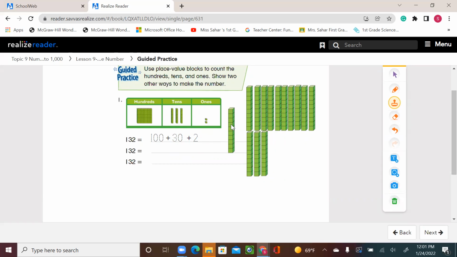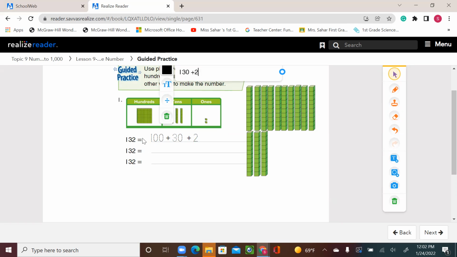So what do I have here? I have 13 tens, which means 130. And I'm going to leave my ones the way they are. So I'm going to write 130 plus 2.